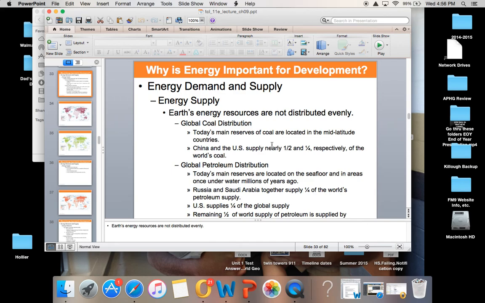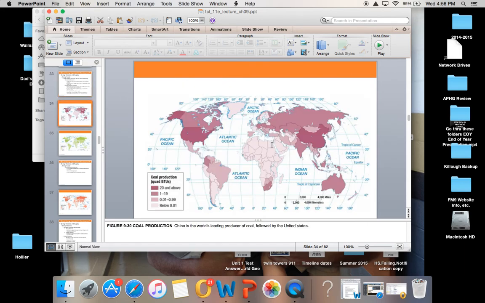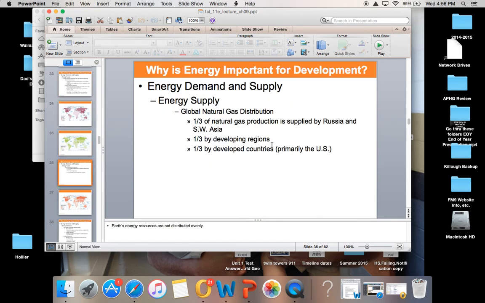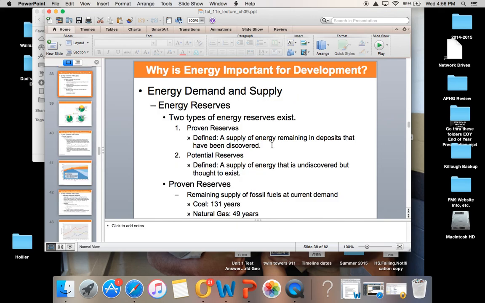The other thing that is mentioned here is the global coal distribution and the petroleum distribution. Pay attention to those things, where it's coming from, who has the most. There's definitely a question about what region of the world has the majority of the petroleum reserves. Pay attention to where it's being distributed, and who's supplying the majority of it. The two different things, the proven reserves versus the potential reserves, are just terms that you need to know.